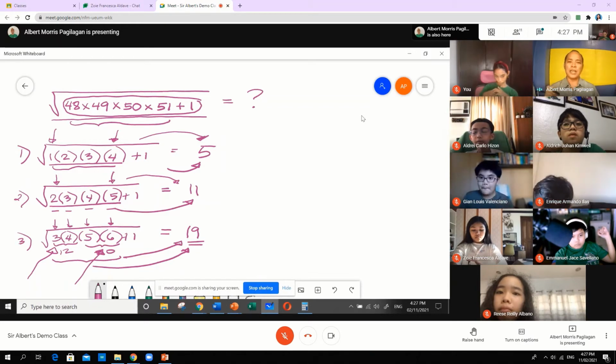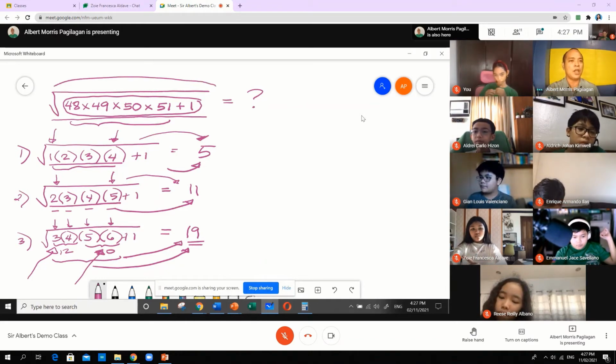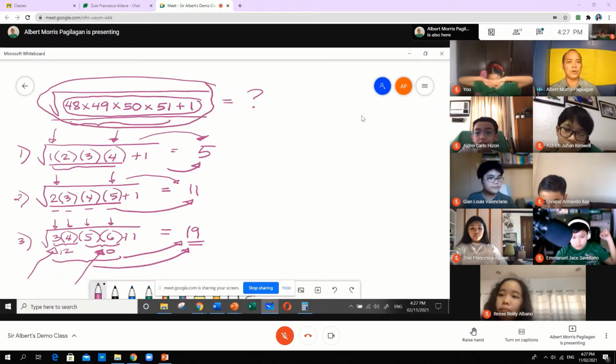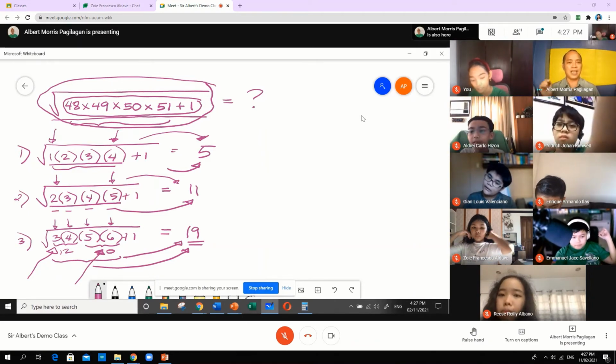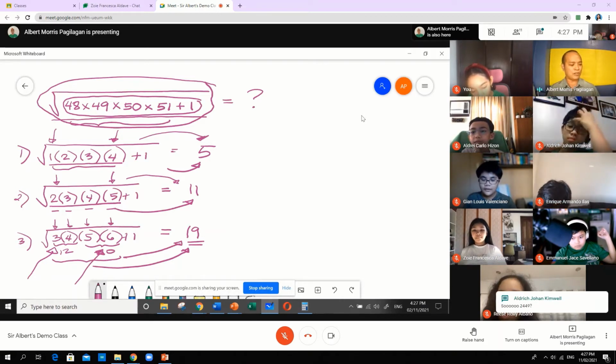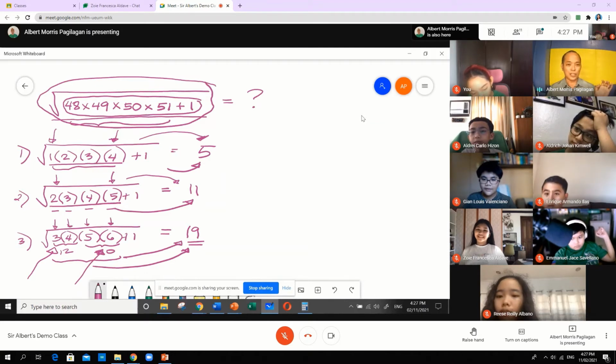With that one, we can actually try to come up with a generalization that that pattern is also going to work to solve our original problem, which is 48 times 49 times 50 times 51 plus 1, and then get the square root. In fact, that is a correct pattern. So you see, if I ask you to solve things, there goes the answer.